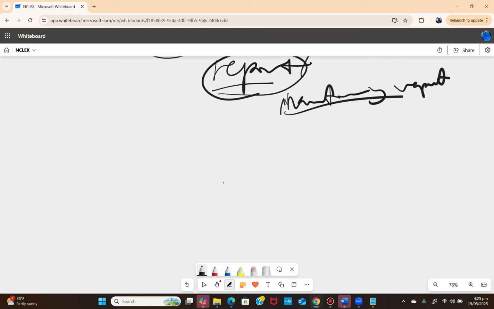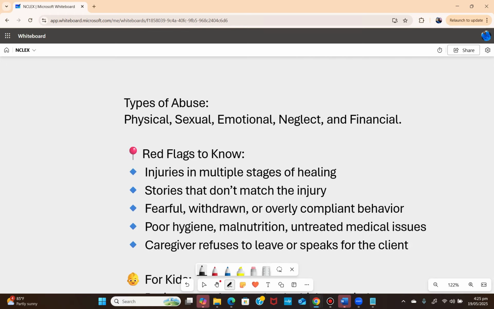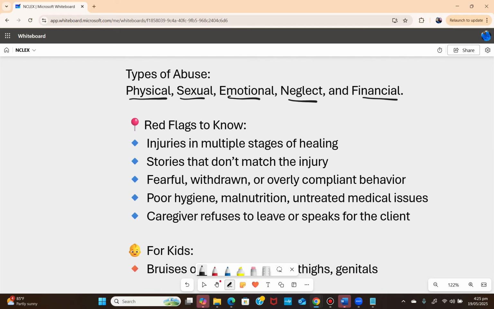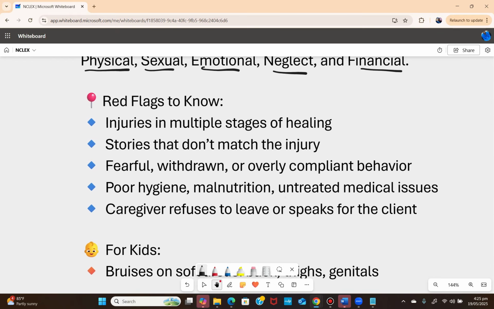Now, over here we have types of abuse. We have physical abuse, sexual abuse, emotional abuse, neglect, and financial abuse. Right. Know this, very important. Now, so that once you see it on the NCLEX exam, you can identify, oh, this is physical abuse, this is sexual abuse, this is emotional abuse, neglect, financial abuse. Very important. Now, these are the red flags you are going to see the NCLEX giving you.